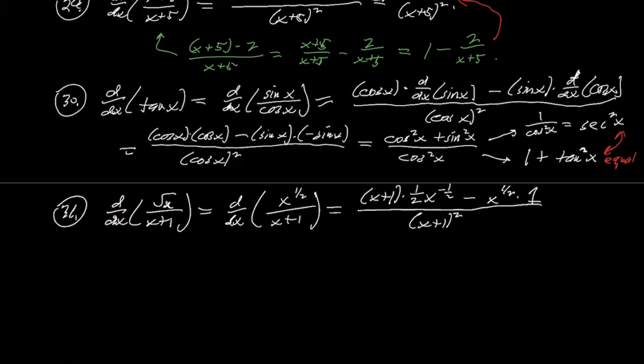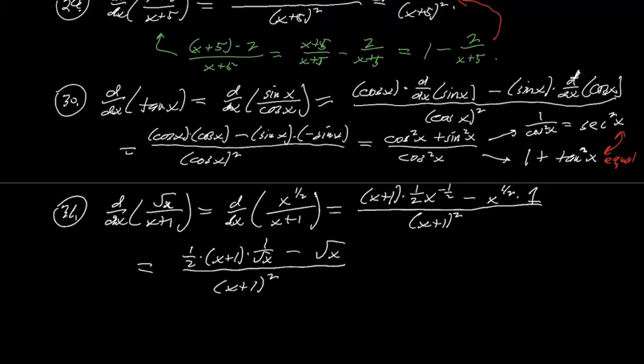You could leave it like that, but there's something a little bit interesting here. We have 1/2 times x plus 1 times 1 over root x. That's what that x to the minus 1/2 is, right? Minus root x, all over x plus 1 quantity squared.